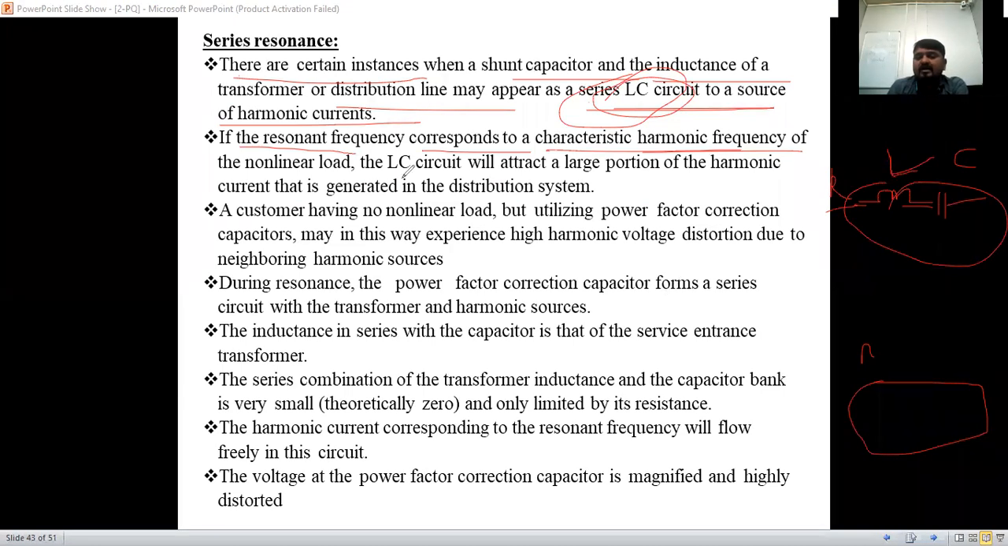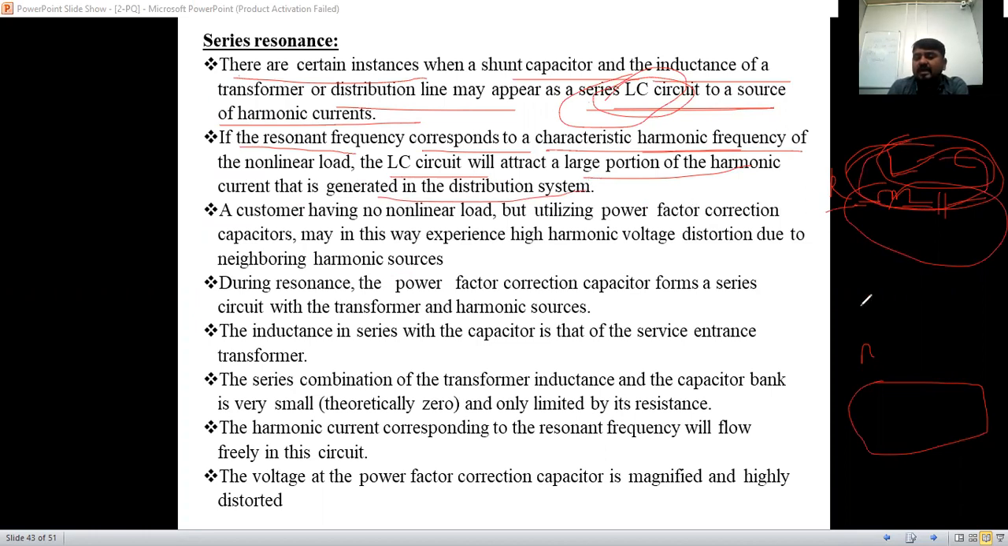this series LC circuit is going to attract a large portion of the harmonics. It can be used as a filter also. It is going to attract a large portion of the harmonic current that is generated in the distribution system.